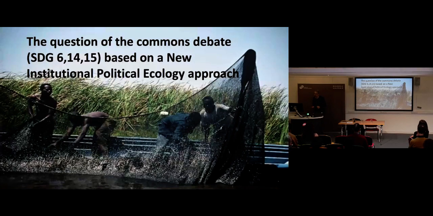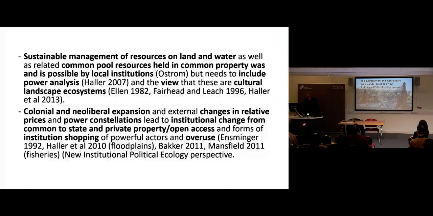And it's very difficult for local people to do something against it because they don't have the power to say one should not fish like this. So the issue was actually sustainable management of resources on land and water, as well as common pool resources held in common property, was and is a possibility by local institutions. That's something which we get from Eleanor Ostrom's work. So local people are actually able to organize themselves to manage resources sustainably.